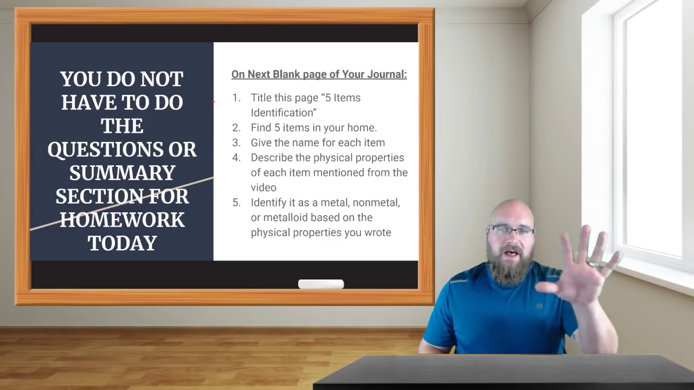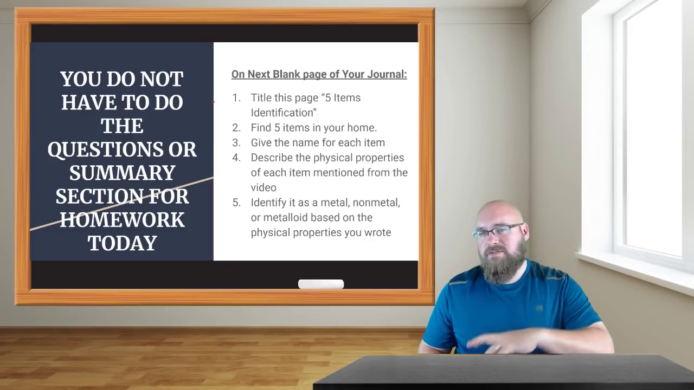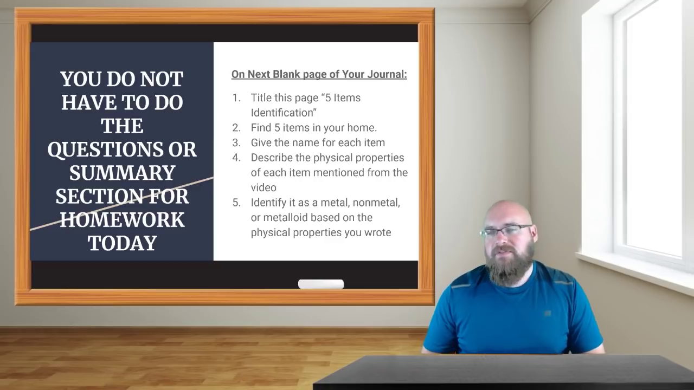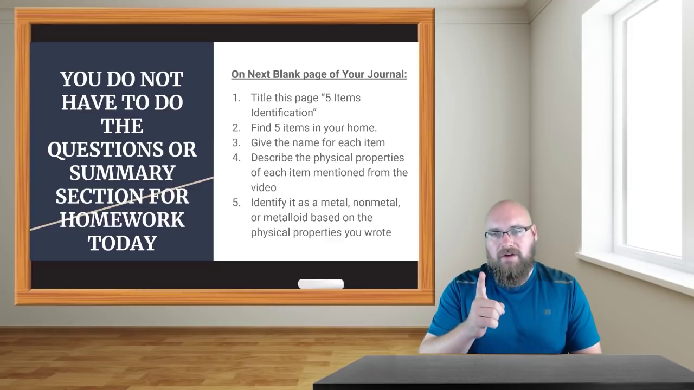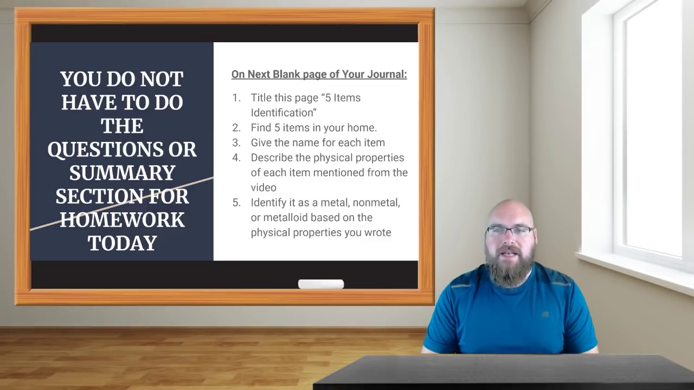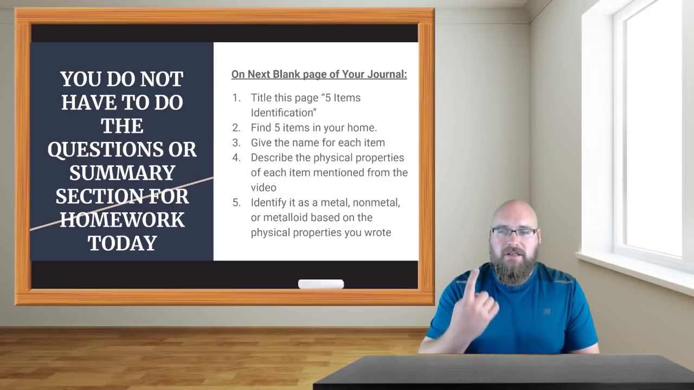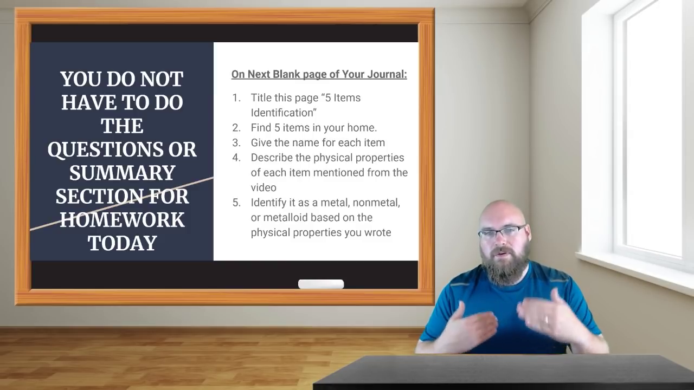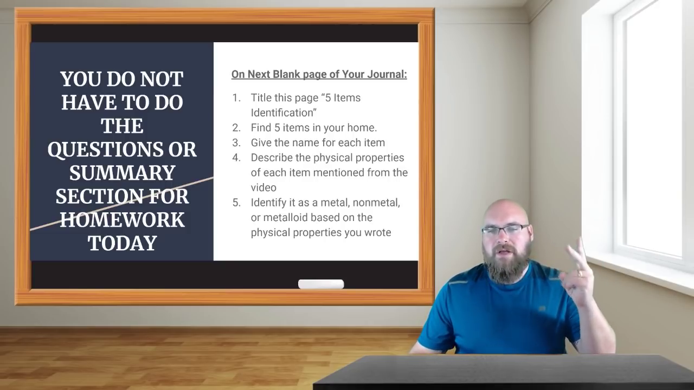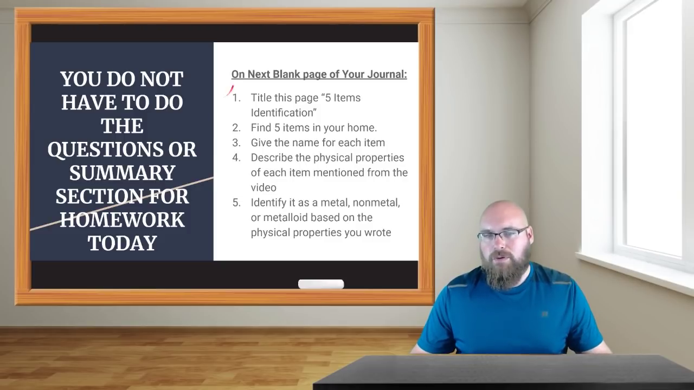I want you to choose 5 items from your life. It could be at home, at school, whatever. I want you to choose these 5 items, and first name what they are. If it's a chair or a table or a toy or something like that, name it. Then describe its physical properties based on the ones that we've talked about: its luster, its malleability, its ductility, and then of course its conductivity. Describe all 4 of those for each item. But then I want you to identify it as a metal, non-metal, or metalloid based on those physical properties.